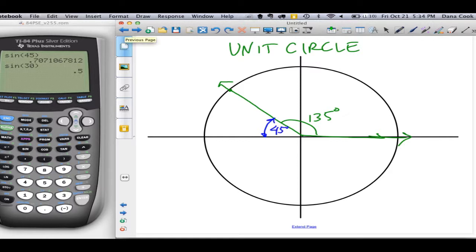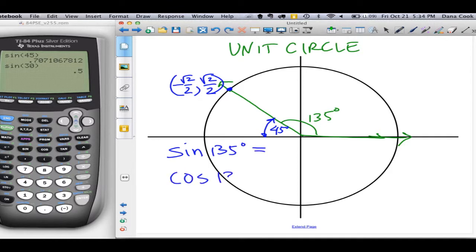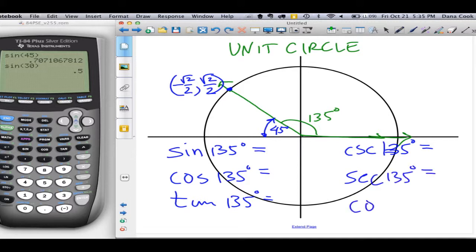So what should that be telling you? I'm hoping it's going to tell you that this point has coordinates negative radical 2 over 2 and radical 2 over 2 in the y direction. So now I'm going to ask you, what is the sine of 135? What is the cosine of 135? What is the tangent of 135? What is the cosecant of 135? What is the secant of 135? And what is the cotangent of 135? So please hit pause now, do all that work, figure that out. I'm going to put the answers in here for you shortly.